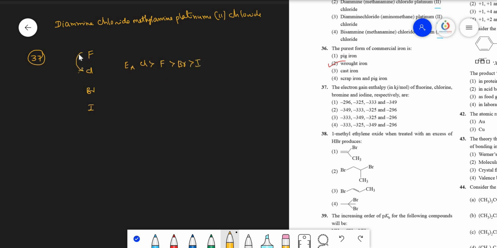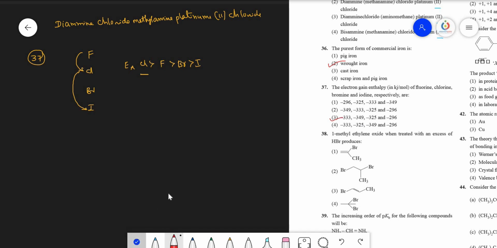The electron affinity value increases from fluorine to chlorine and then decreases from chlorine to iodine, so chlorine has to possess the highest value. Here the starting values are 349, 296, 325: increased, then also increased. So option A is incorrect. And here 349, 333: it is decreased, which is incorrect. 333, 349: increased and then decreased. So option 3 is correct for this 37th question.